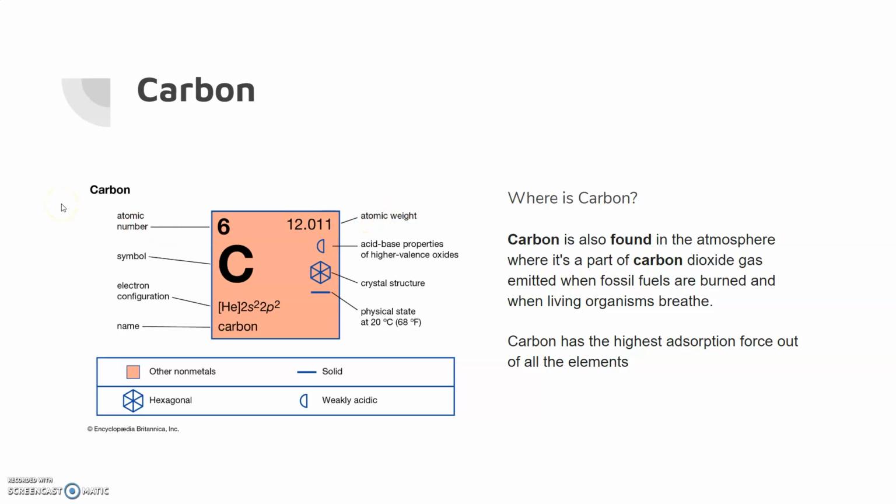Now let's talk a little bit more about carbon itself. Why do we use an activated carbon filter? There's over 100 elements, but we use carbon. Well, where is carbon? Carbon is found in the atmosphere, where it's part of carbon dioxide gases emitted through fossil fuels and when we breathe. So carbon is not hard to find. But carbon also holds the highest adsorption force out of all the elements. Out of all the elements, carbon can adsorb contaminants and other particles the best.